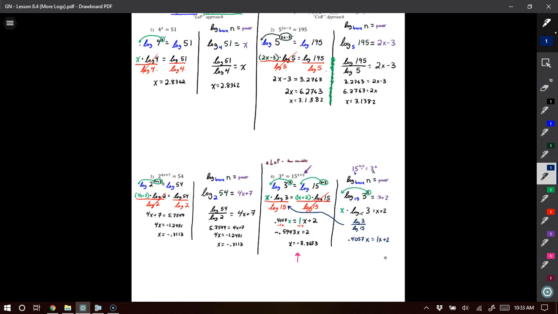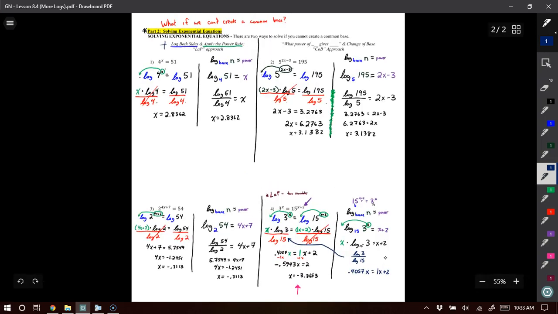But if you want consistency, if you want the same steps every time, you probably want to stick with the log and power approach. Because when I give you more complicated problems where there's two variables, one on each side, the change of base is not as safe, is not as logical for it. But this is part 2 of lesson 8.4. If you have any questions, please reach out and ask.